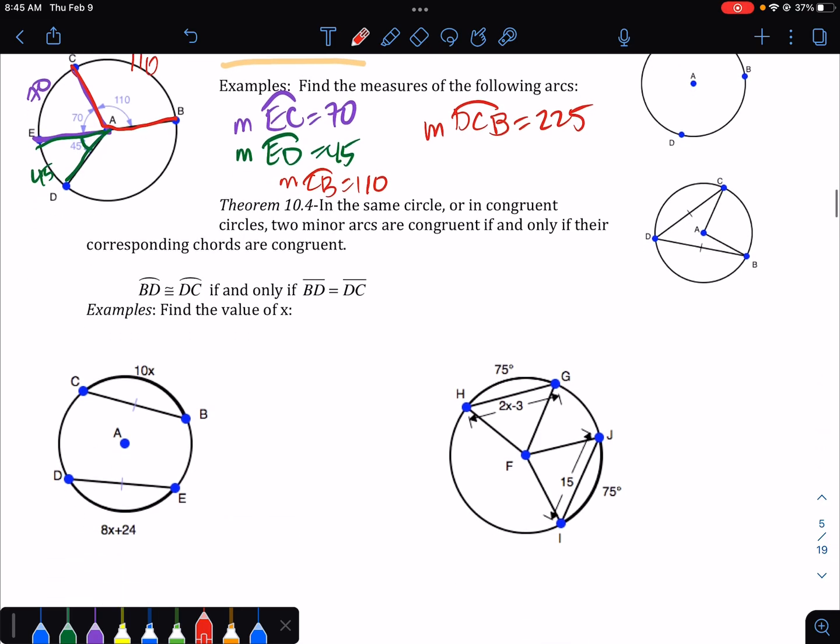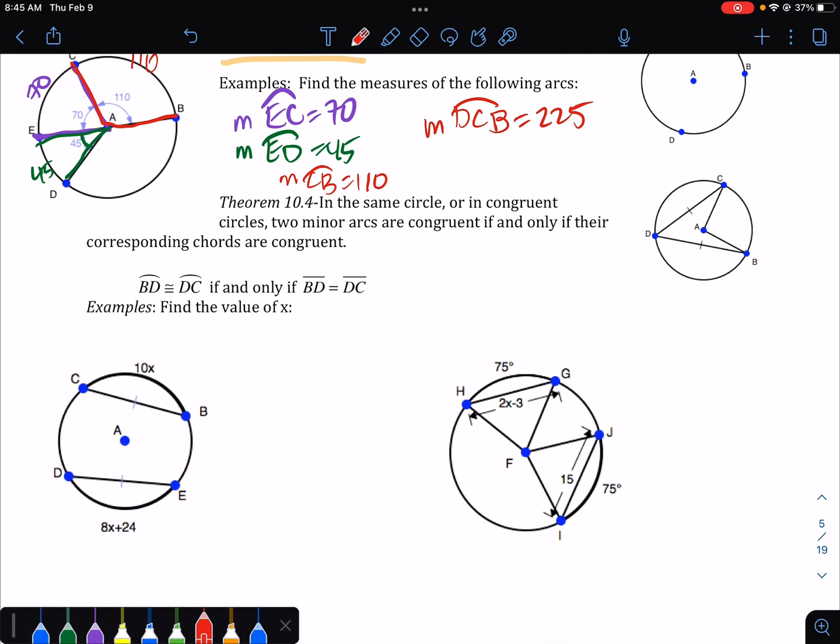So now we have a couple of theorems that are related to central angles and arcs and segments. In the same circle or congruent circles, two minor arcs, so remember this one's a minor arc, are congruent if and only if their corresponding chords are congruent.